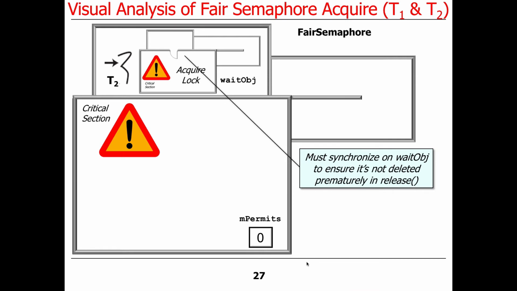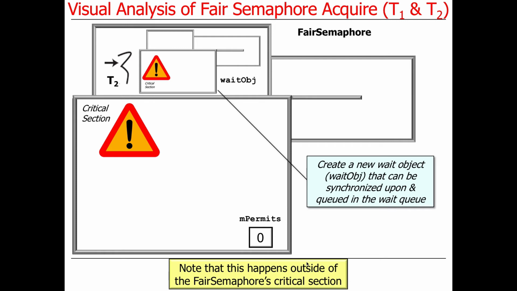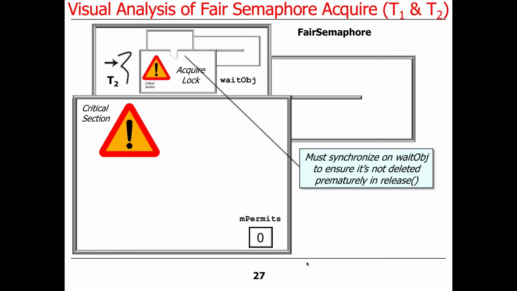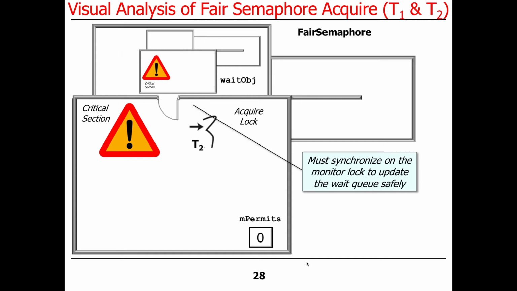Okay, so then what's going to happen, again, outside of the critical section of the fair semaphore, the thread that's trying to acquire a semaphore permit is going to synchronize on wait obj. So remember, we created this wait object, and now we're going to have to go and synchronize on it because we want to make sure that the wait object is not prematurely deleted in the release method. We'll talk about release shortly. Release is what's going to give back a permit.